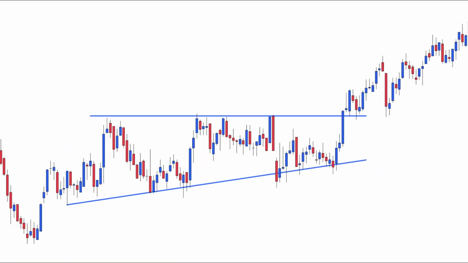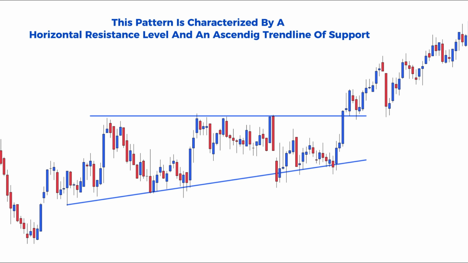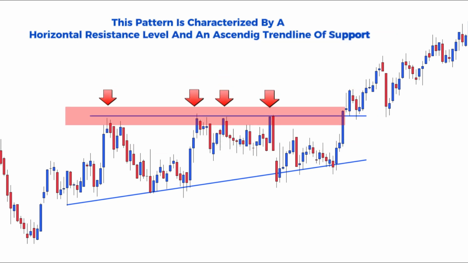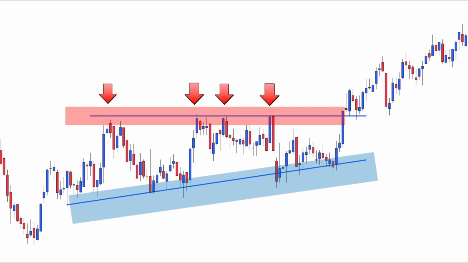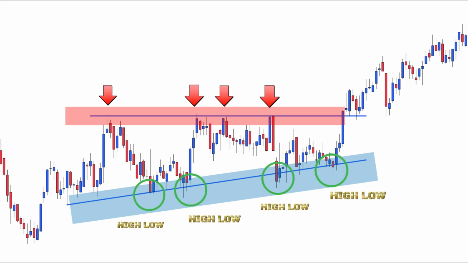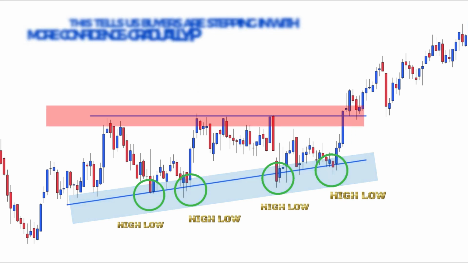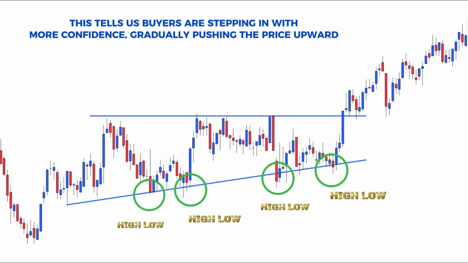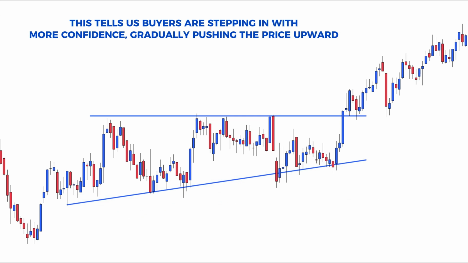Let's break down the ascending triangle pattern, a favorite among traders for spotting potential breakouts. This pattern is characterized by a horizontal resistance level and an ascending trend line of support. Here, we see the price consistently testing this resistance level. The market struggles to break above it, but notice something interesting. Each time the price pulls back, the lows get higher. This tells us buyers are stepping in with more confidence, gradually pushing the price upward.